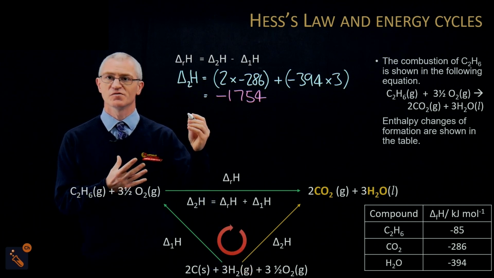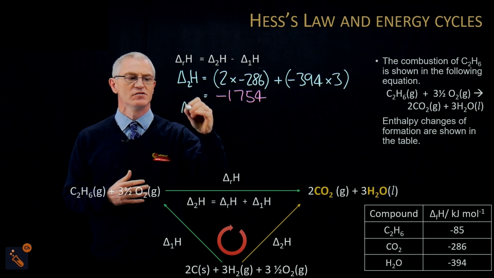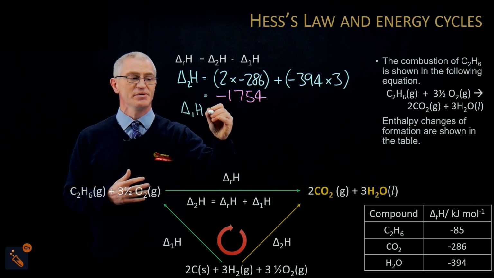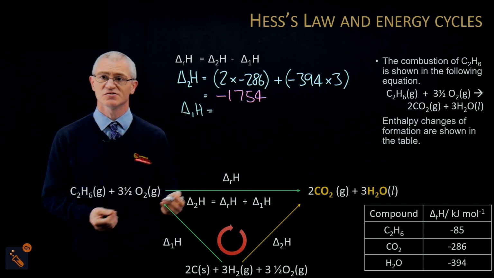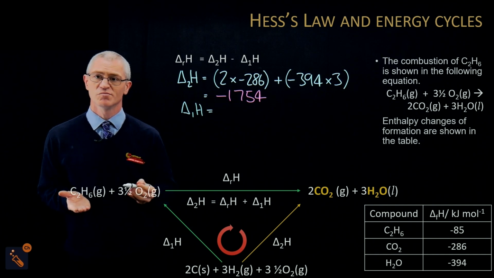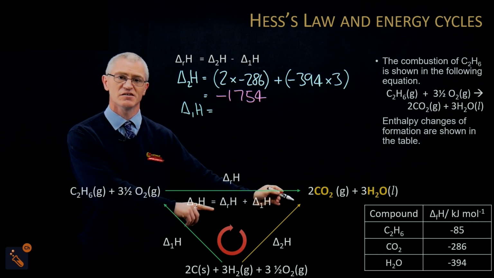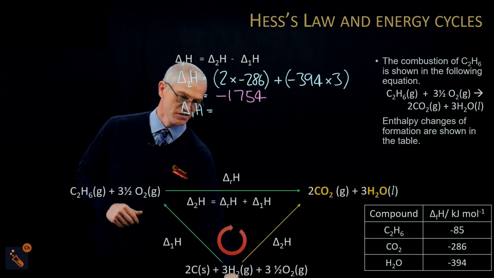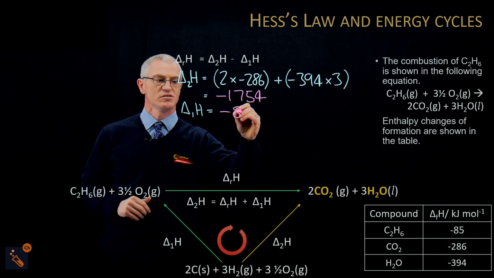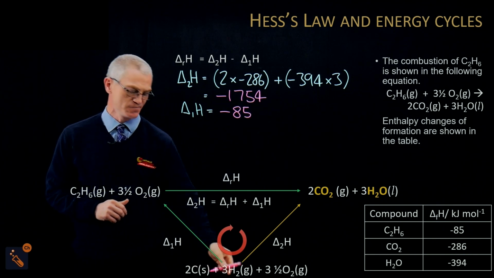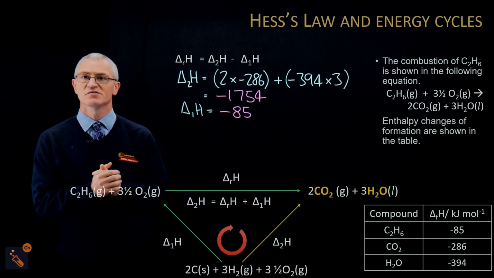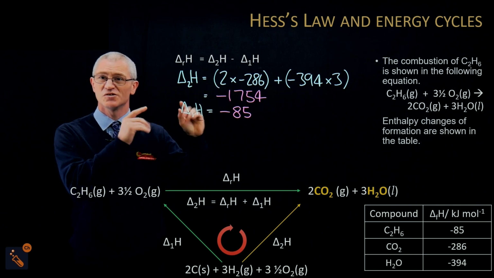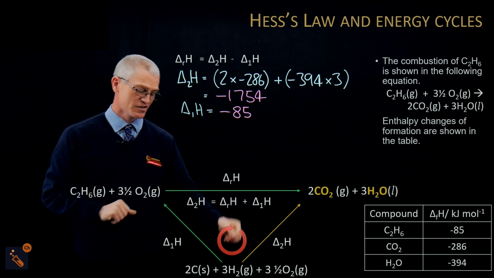We then go for delta 1H, which is a bit nicer, because if you look at delta 1H, you're making 1 mole of C2H6. If you go over here, C2H6 at the top says -85. So literally, that is just -85. So we've got our 2 values. We've got 1 and we've got 2. All we have to do is put them into that expression.